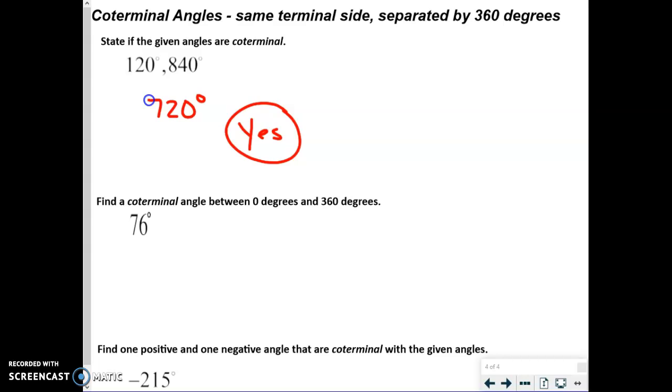The next one says find a coterminal angle between 0 and 360 degrees. First thing I'd like to do here is apologize. This should be 476 degrees, not just 76 degrees.